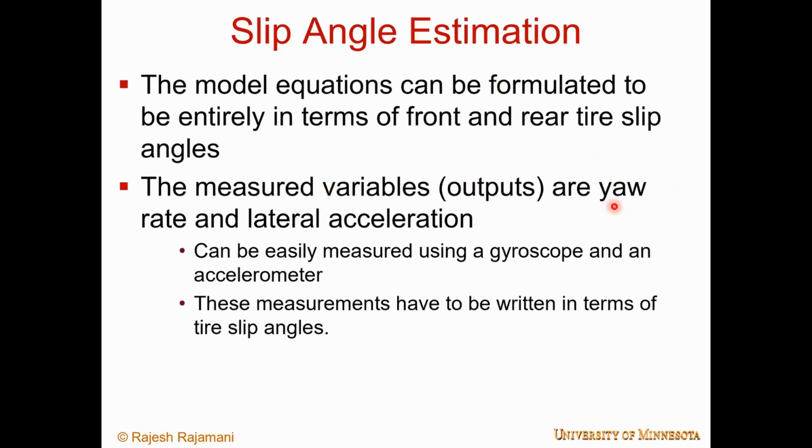The outputs for this system, the measurements, are yaw rate and lateral acceleration. So these are outputs that are easily available. They are inexpensive. You can measure yaw rate using a gyroscope, so that's an inexpensive sensor. You can measure lateral acceleration using an accelerometer, so that's again an inexpensive sensor. So this is a very inexpensive set of sensors. And if you can estimate slip angle by using these together with measuring steering angle, then you have a good system for estimating slip angle.